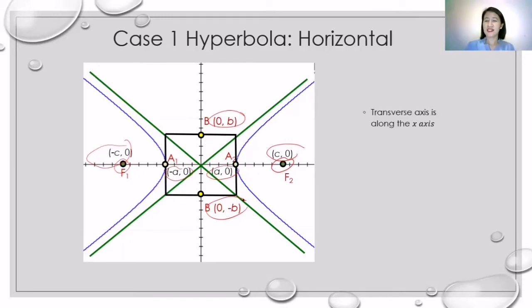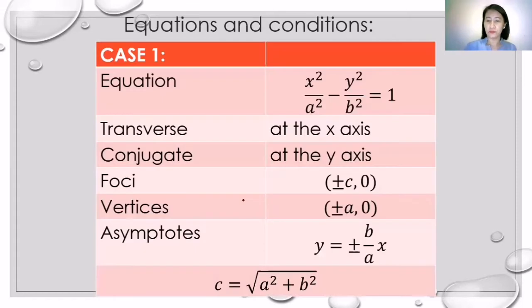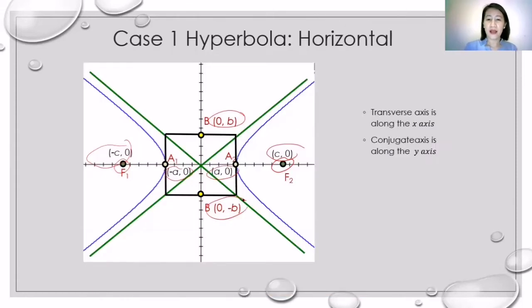So transverse axis is along the x-axis. Conjugate axis is along the y-axis. And again, we have the other parts. Now, you might be asking, Ma'am, is it possible for us to have an A value which is less than B value? We'll see in a while.